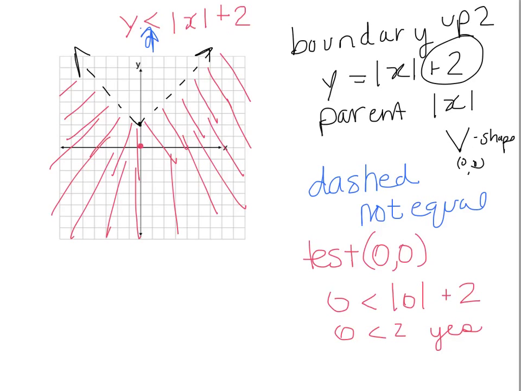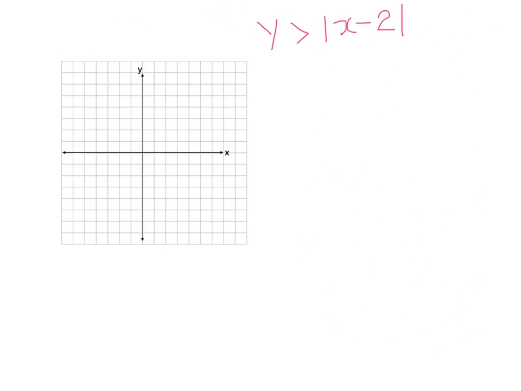The only thing that's not is this part here, inside the V, which is not part of the solution region. All right, so let's get one of these for you to try. Okay, why don't you try this one, y is greater than the absolute value of x minus 2, and that's all inside the absolute value. So of course you're going to start with the boundary line. You have to be able to graph y is equal to the absolute value of x minus 2.